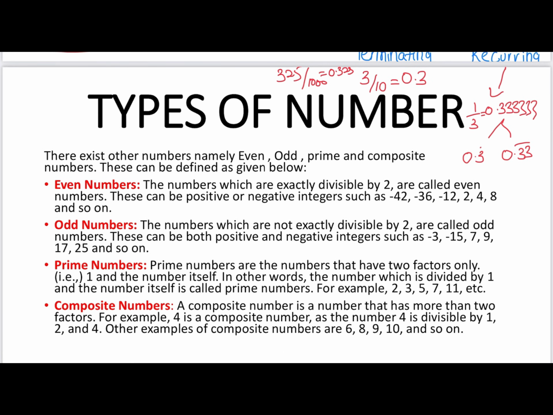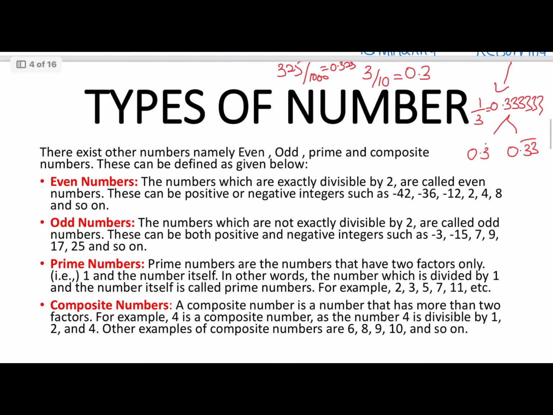So there exist other numbers, namely even, odd, prime, and composite numbers. Even numbers, the numbers which are exactly divisible by 2, are called even numbers. These can be positive or negative integers such as minus 42, minus 36, minus 12, 2, 4, 8, and so on. Odd numbers, the numbers which cannot be divided by 2, are called odd numbers. These can be both positive and negative again: negative 3, negative 15, 7, 9. These are all numbers which are not divisible by 2.